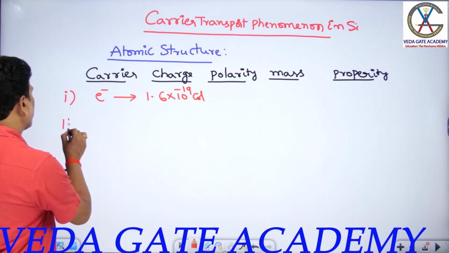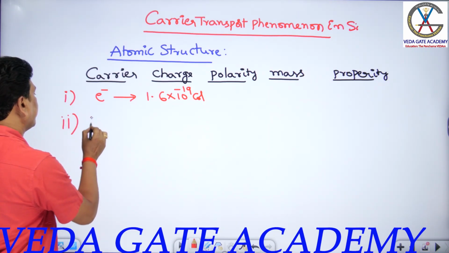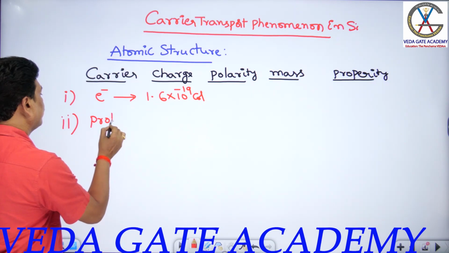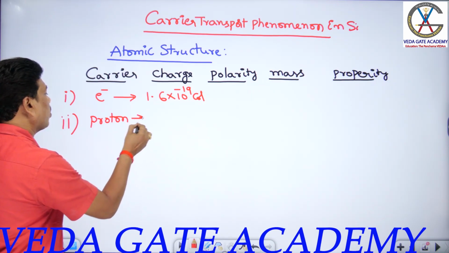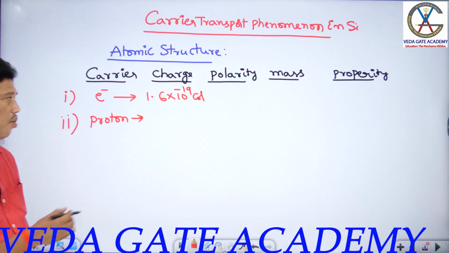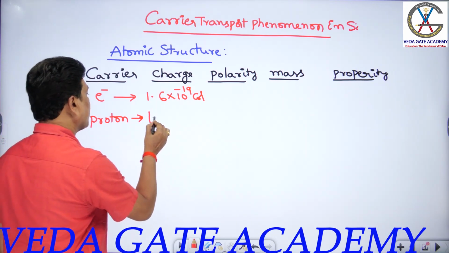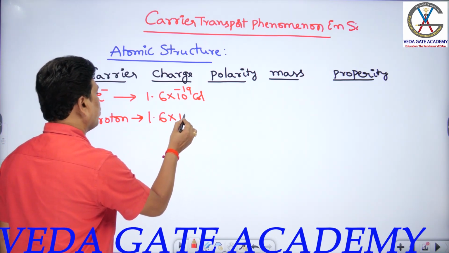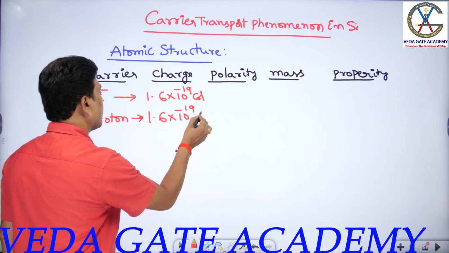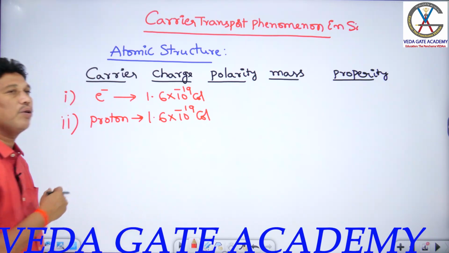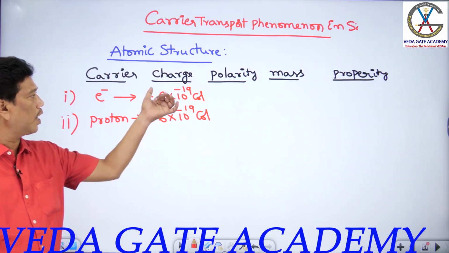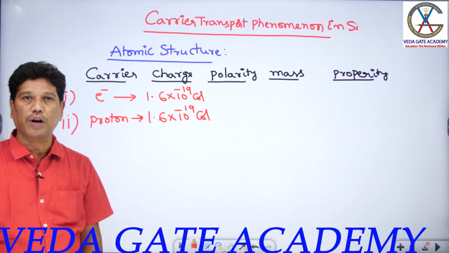One more is the proton. The proton also has the same charge as an electron, that is 1.6 into 10 power minus 19 coulombs. So both electrons and protons have the same charge, right?